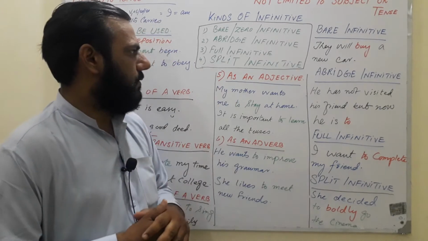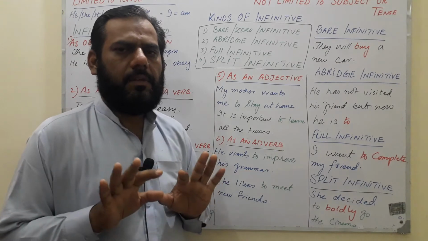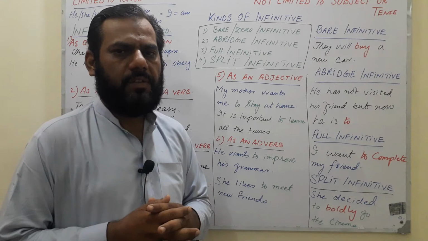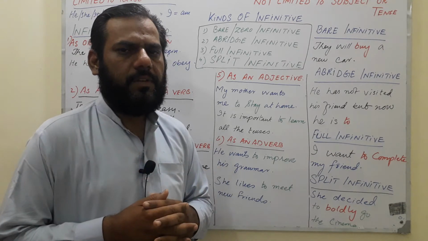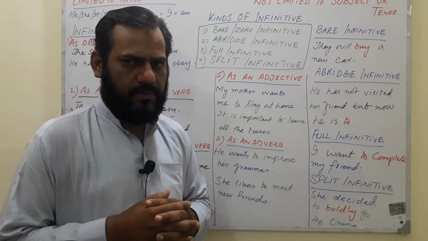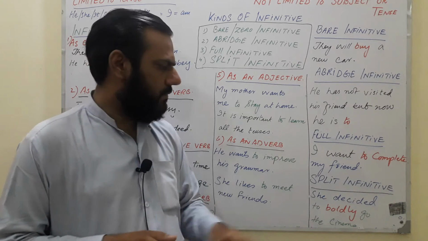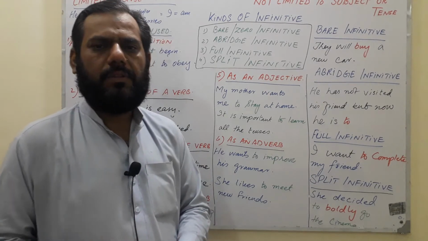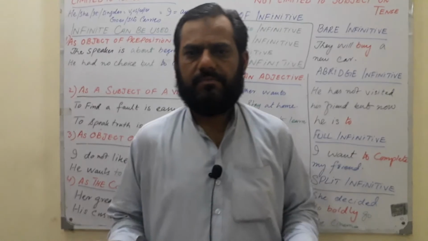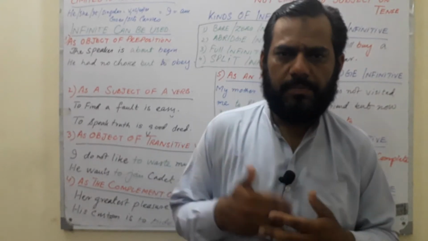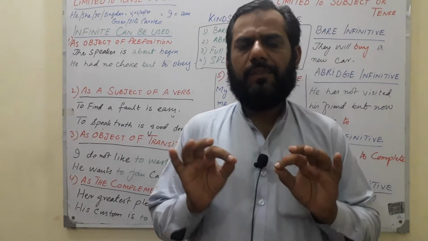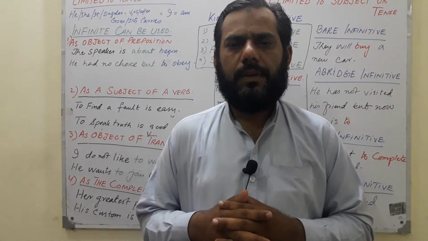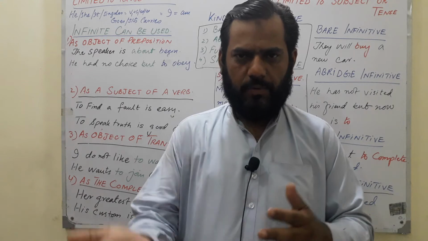The third one is full infinitive. In this example, you will see the actual form of infinitive, to and first form. That is called full infinitive. Like: I want to complete my work. I want to complete my work. So when you use I want to complete my work, after want, to complete is the full infinitive.